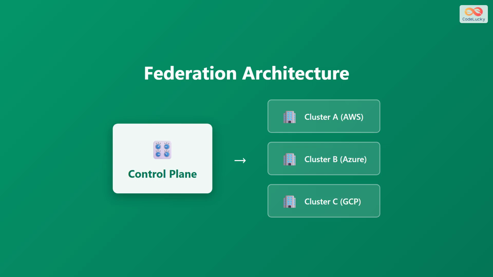For example, you might have Cluster A running on Amazon Web Services, Cluster B on Microsoft Azure, and Cluster C on Google Cloud Platform. The control plane communicates with all these clusters, propagating configurations and collecting status information from each one. This architecture ensures that all clusters stay synchronized while maintaining their individual autonomy.